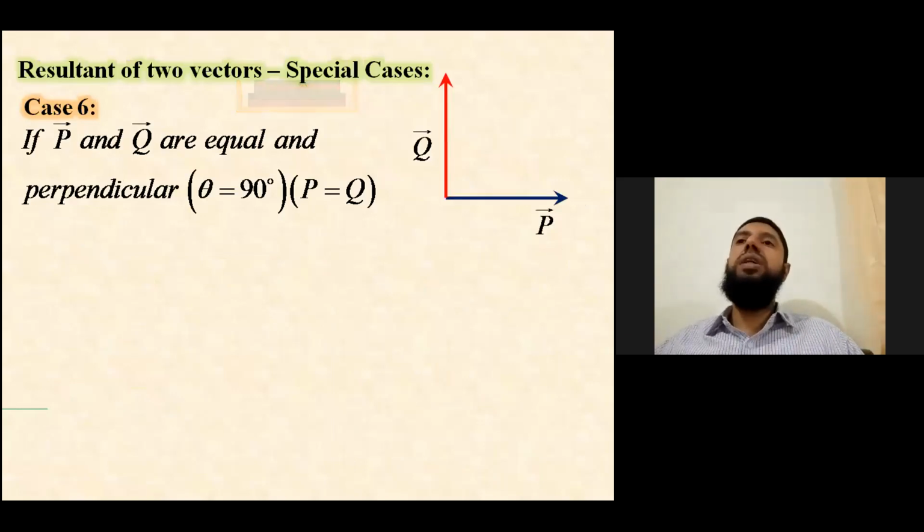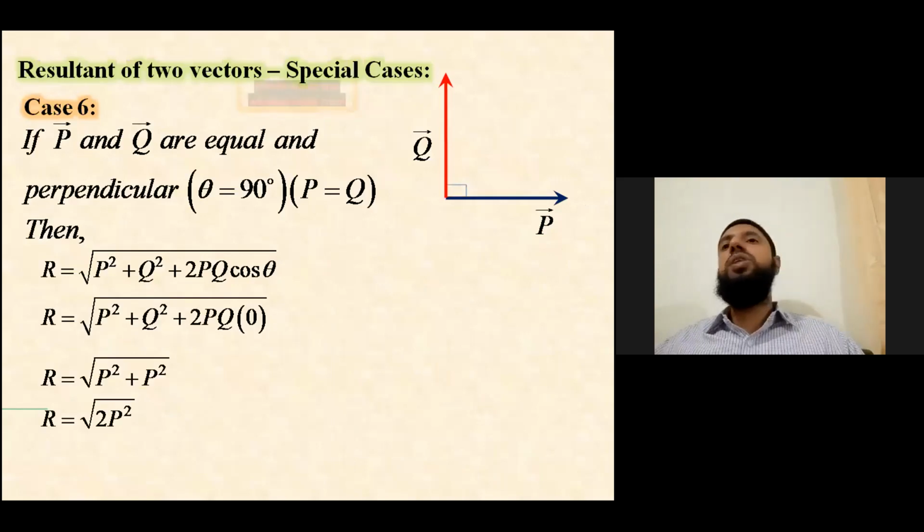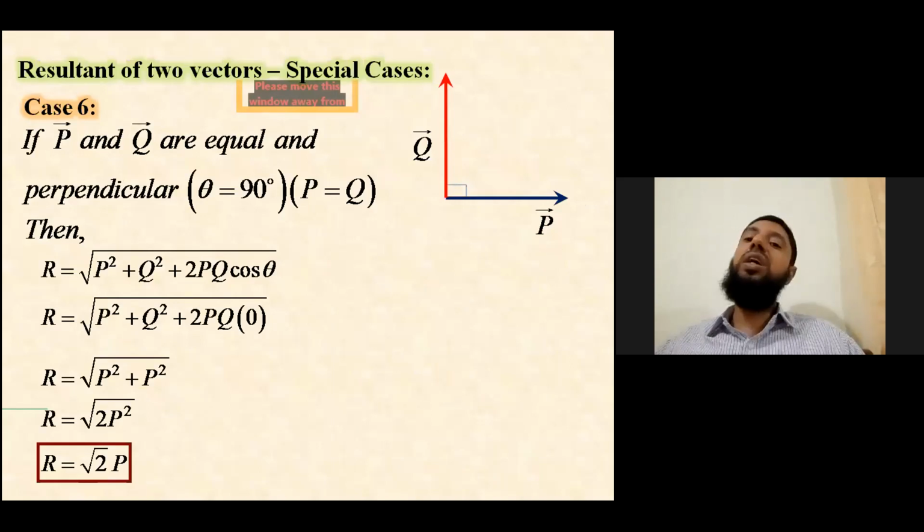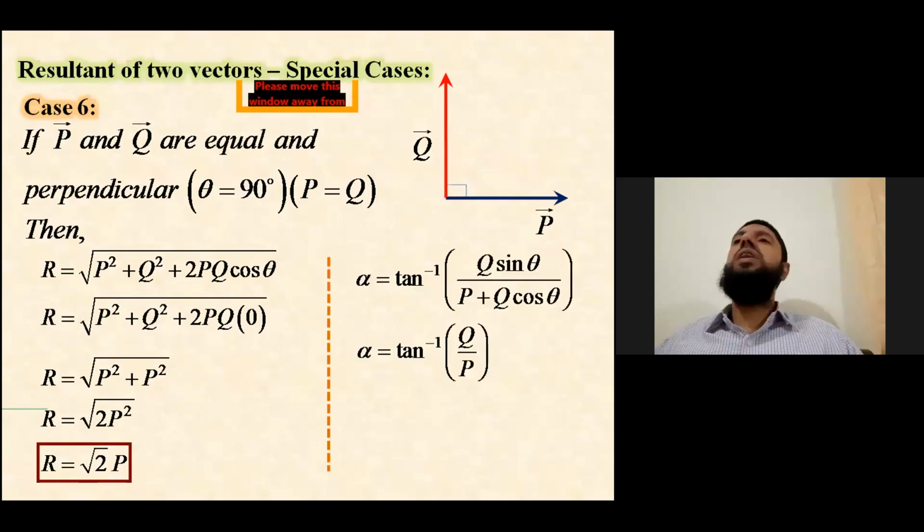The resultant magnitude will be p square plus p square, 2p square, which is square root of 2p square, that is root 2 times p. We use root 2 times p in many places, as a resultant in this direction. Practice this well. Then what is the direction?